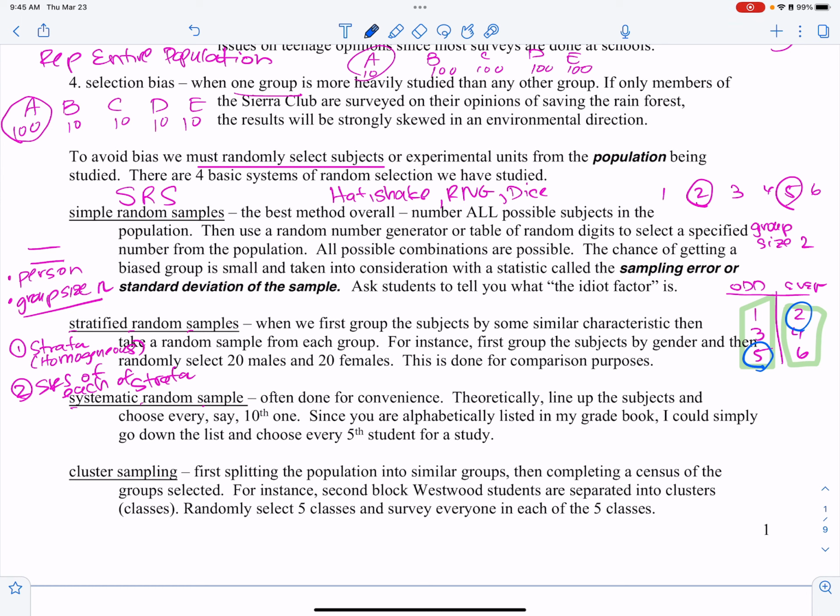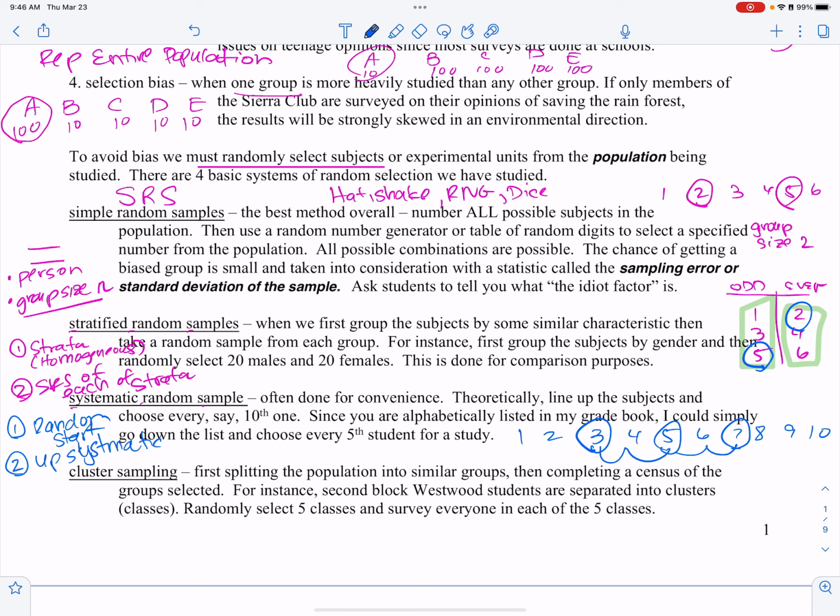Systematic random sampling, if we do again 1, 2, 3, 4, 5, 6, let me just go 7, 8, 9, 10 just so I can demonstrate it a little bit better. If I randomly choose somehow where I'm going to start, so it's a random start. So I random start at 3, and then I'm going to go up systematically by the same number. So then let's say I went up 2. So I've got 3, 5, 7, and 9, maybe the 3rd person, the 5th person, the 7th person, the 9th person that walk through the door are going to be part of my sample.